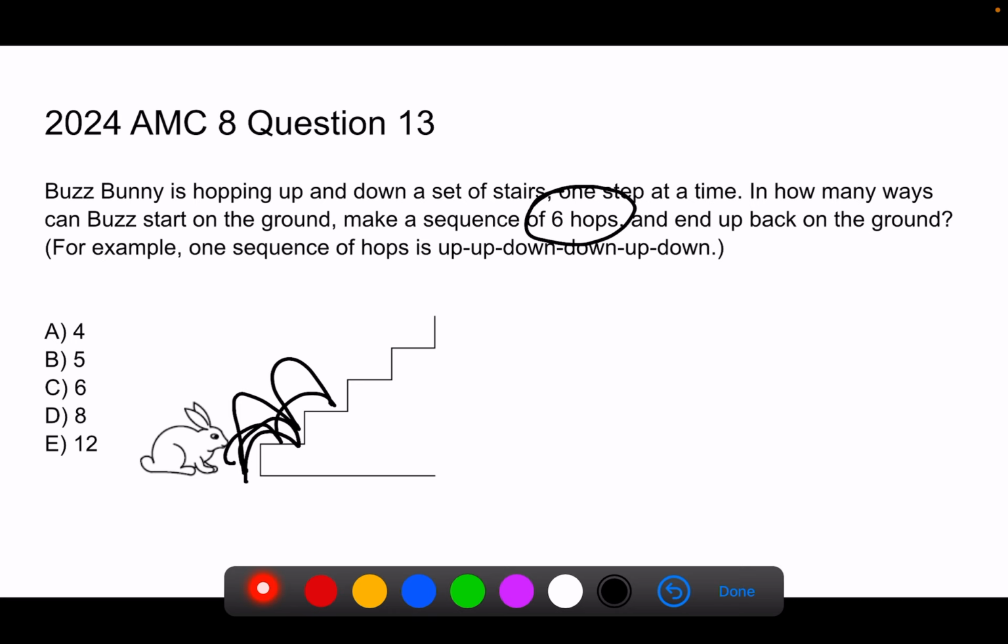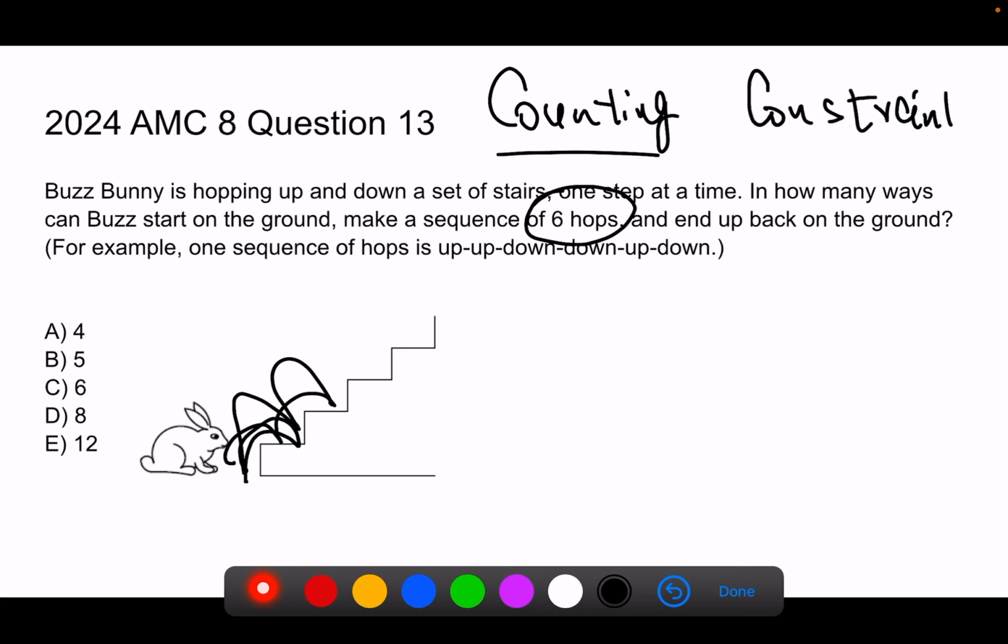This is a counting question. Because the question is saying, hey, I want to do this. How many ways can I do this successfully? So that's counting. And this question is a pretty challenging question because it's a counting with constraints. And I'll go through the details. Let's start from the counting part.